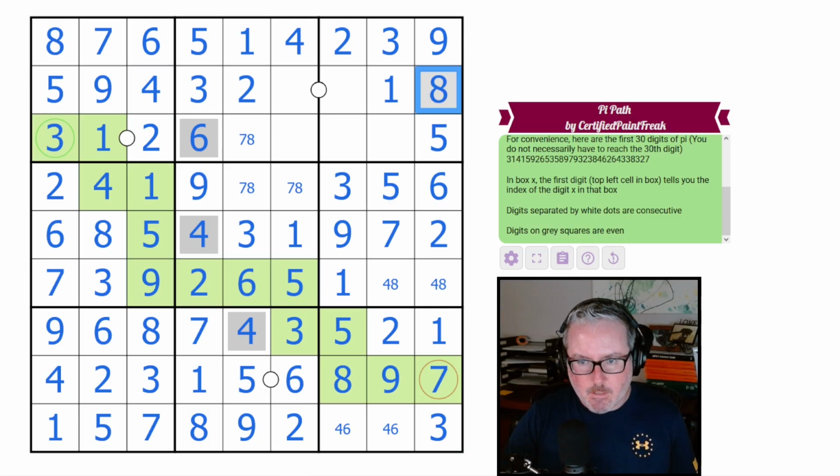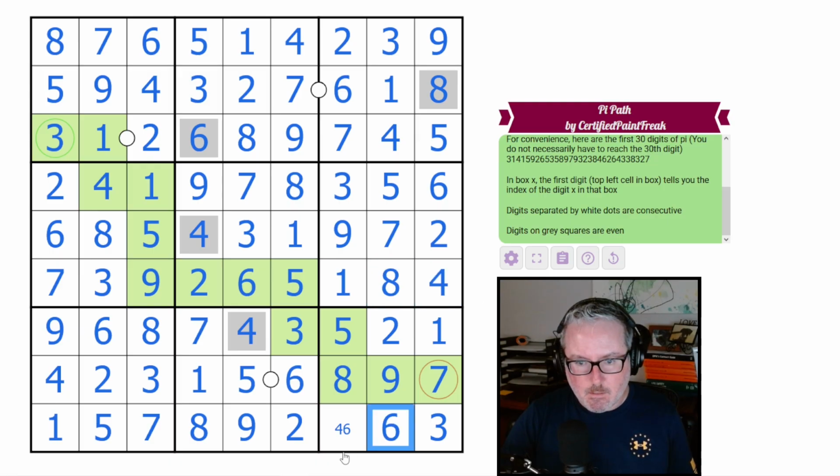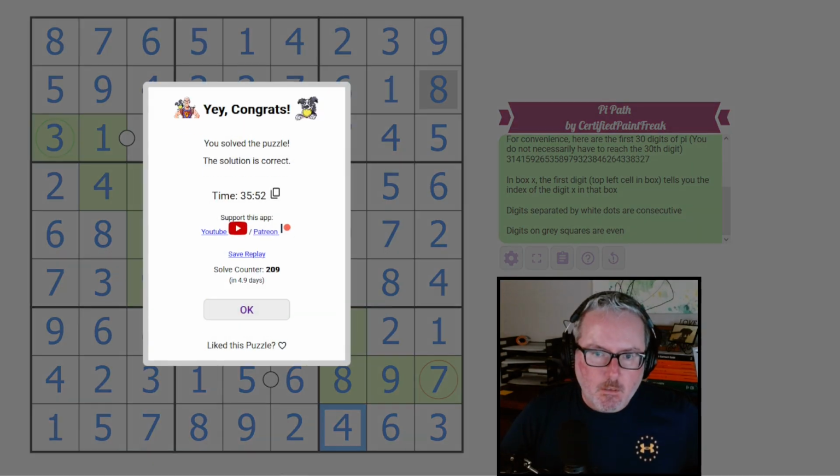That 4 gives us the 8, and then we know these are what? 6 and 7. We can do that as well. 7, 6, 8, 7, 8, 9. These two are 4 and 7, so 4, 7, 8, 4, 6, 4. There we go. Solve the puzzle.